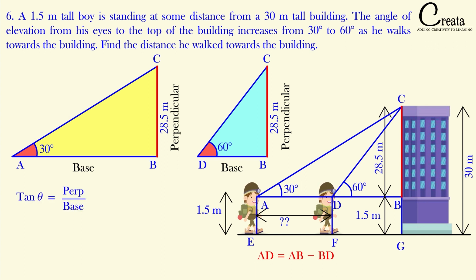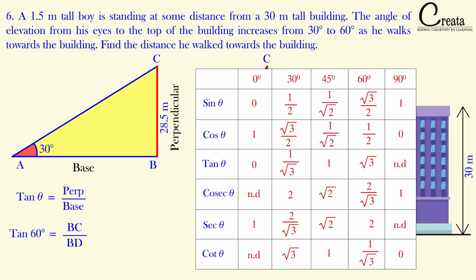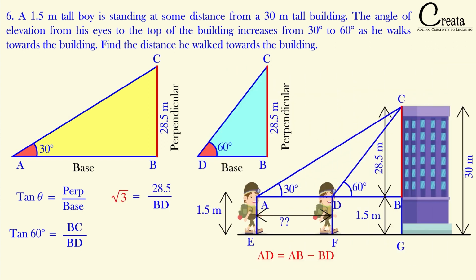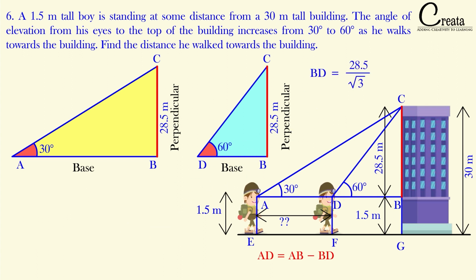Tan theta is equal to perpendicular upon base. So tan 60 degree will be equal to BC upon BD. And what is tan 60 degree? Let's refer to the trigonometric ratio table. Tan 60 degree is root 3. So let's solve for BD. BD will be equal to 28.5 upon root 3. Okay, we got the base of one of the triangles.